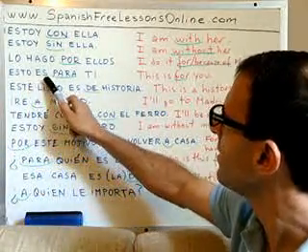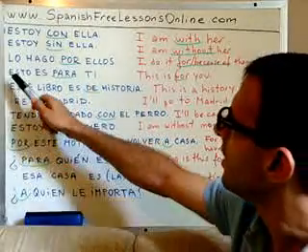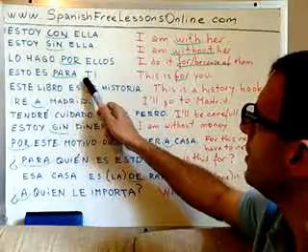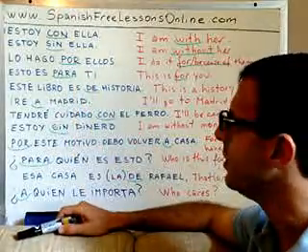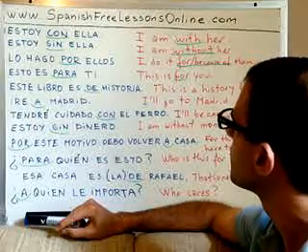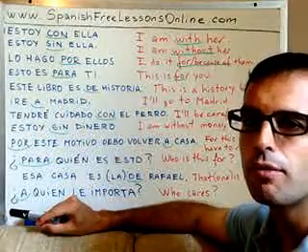Esto es para ti. This is for you. This one is very easy. You can translate it word by word. So, para means for.